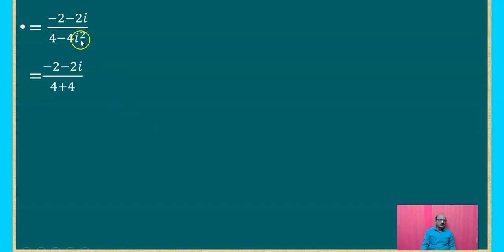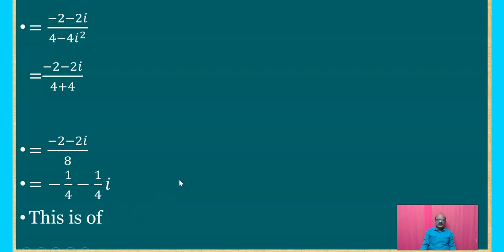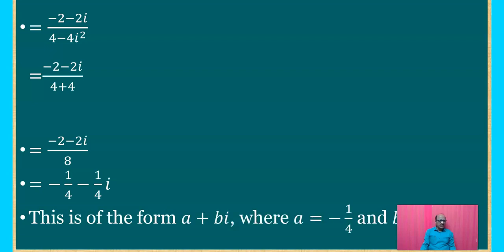i square is minus 1, minus and minus will become plus 4, plus 4 is 8. After simplification, 2 upon 8 is minus 1 by 4, minus 1 by 4i. And this is of the form a plus ib, where a is equal to minus 1 by 4 and b is also equal to minus 1 by 4.